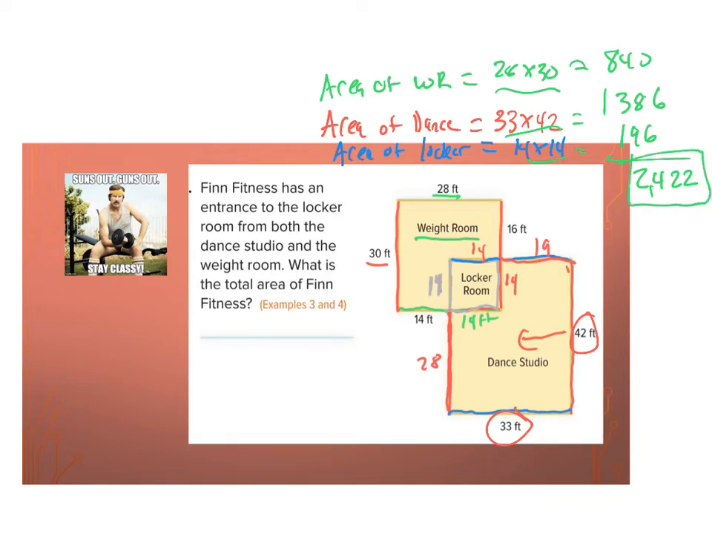If you're still confused, that's completely fine. What that means is the 2,422 is the space of the dance studio, plus the space of the locker room, plus the space of the weight room.